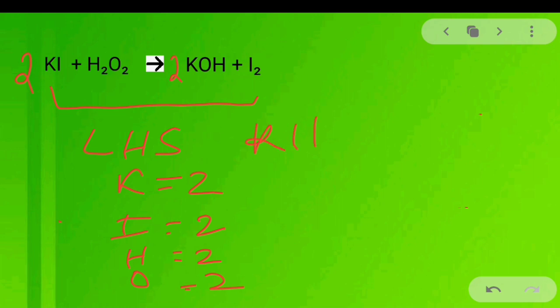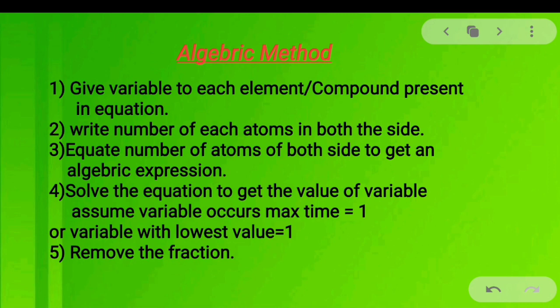Now at the RHS, potassium is equal to 2, iodine is equal to 2, oxygen is equal to 2, and hydrogen is equal to 2. On both sides, the number of atoms is equal to 6. LHS is equal to RHS, so the equation is balanced. Now, the most important and easiest method is the algebraic method. This method will take very less time, and you can solve almost all equations by using it.